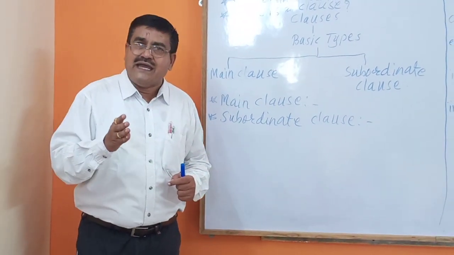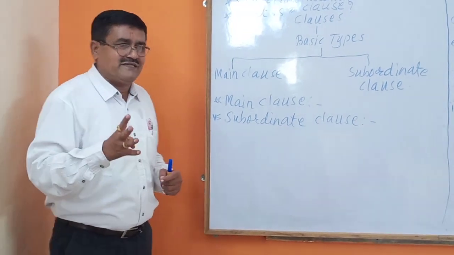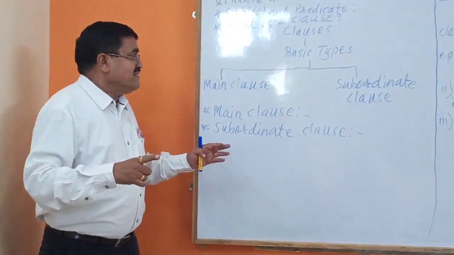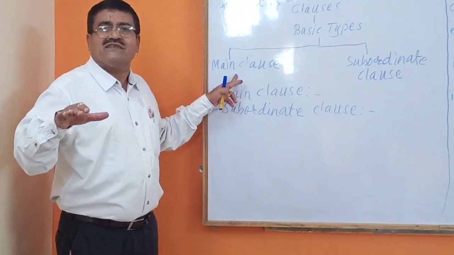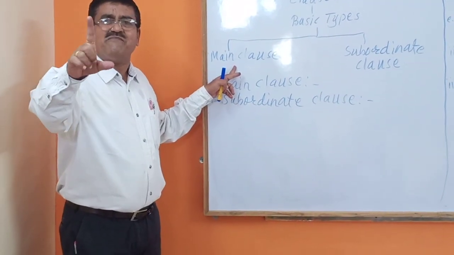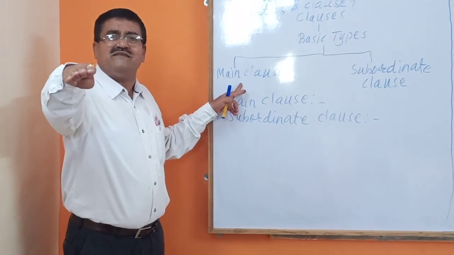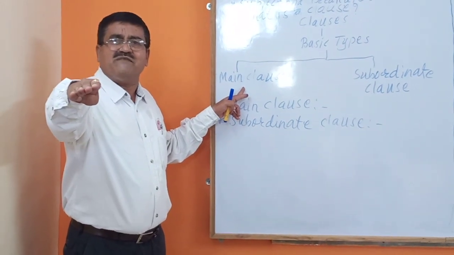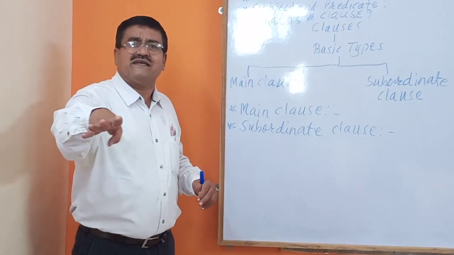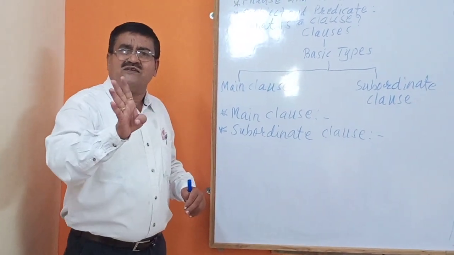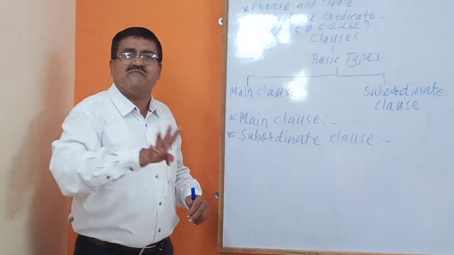But before I end, let me tell you, brothers and sisters, that the main clause does not have any kinds or types, because it has only one function. It is the main part of the complex or compound sentence, particularly the complex sentence. There is no variety of functions related to the main clause.